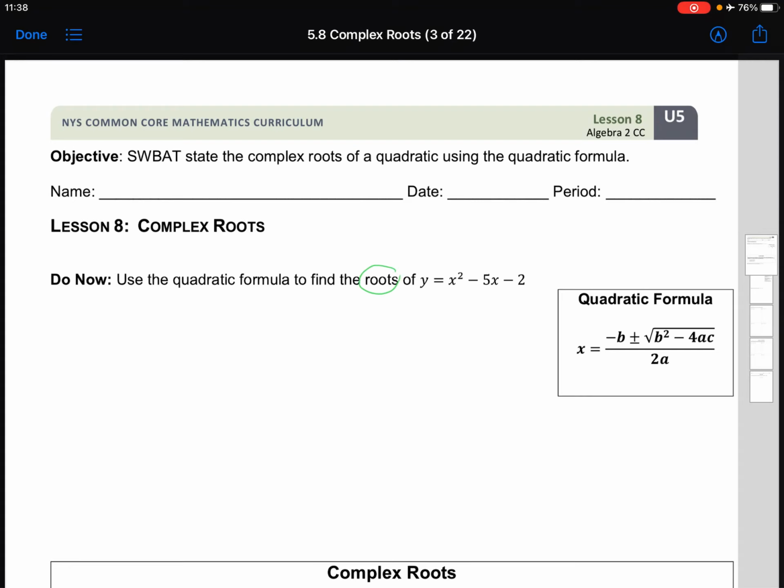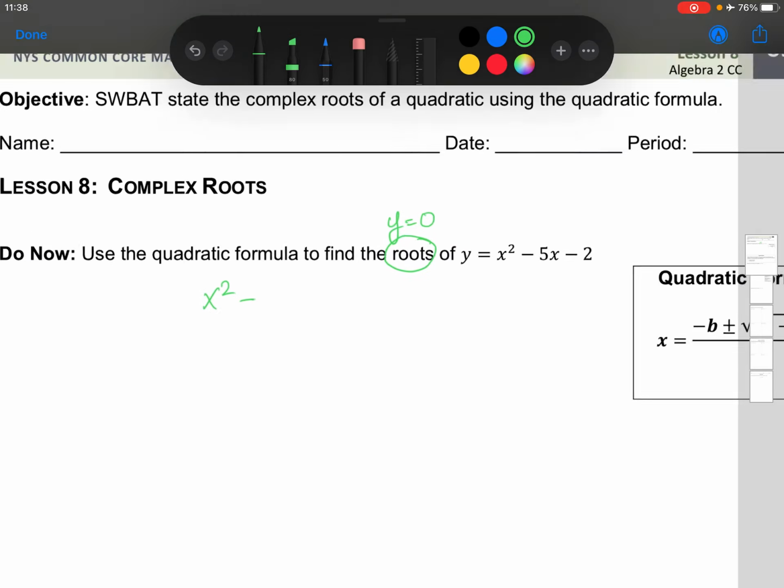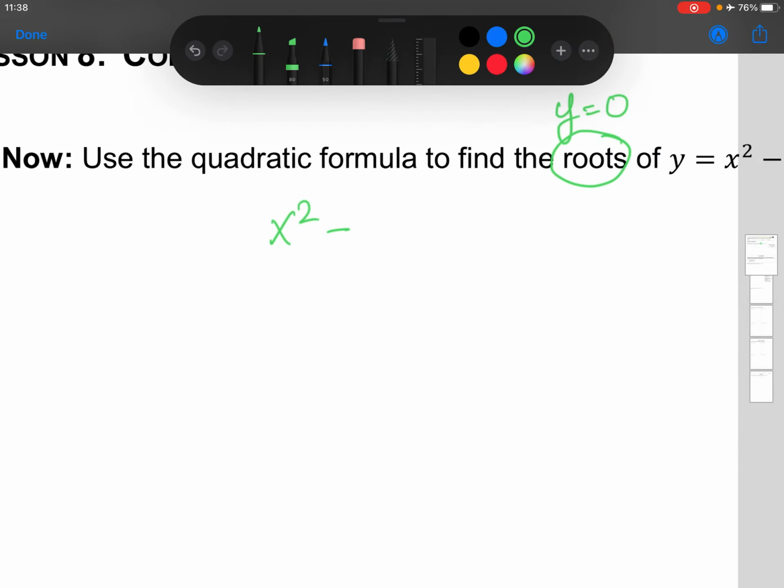Whenever we think of roots, we should remember that I'm going to set my y equal to 0. Because this is the point where the graph crosses the x-axis, and those are x-intercepts, and your y-coordinate is 0. So I'm going to set it equal to 0. So I have x squared minus 5x minus 2 is equal to 0. Right? That's why we set it equal to 0.